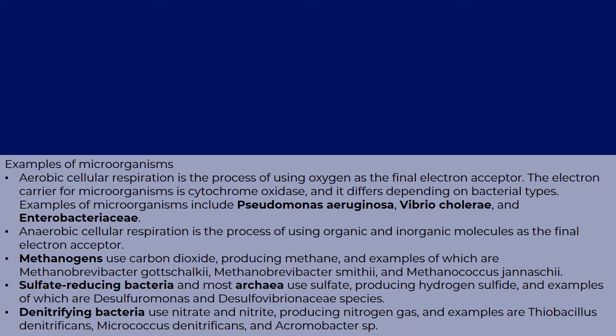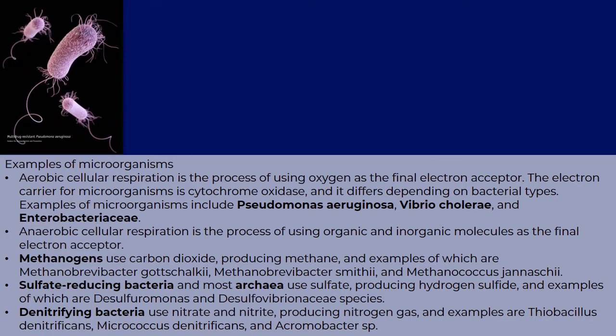Examples of microorganisms. Aerobic cellular respiration is the process of using oxygen as the final electron acceptor. The electron carrier for microorganisms is cytochrome oxidase, and it differs depending on bacterial types. Examples of microorganisms include Pseudomonas aeruginosa, Vibrio cholerae, and Enterobacteriaceae.